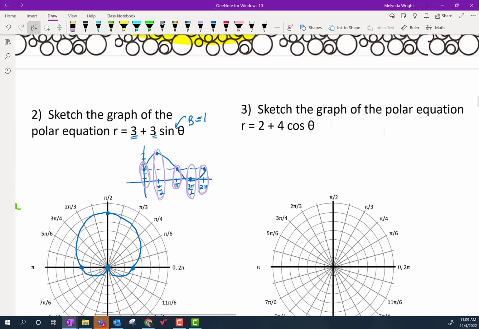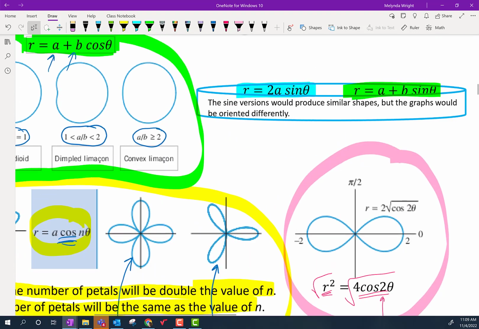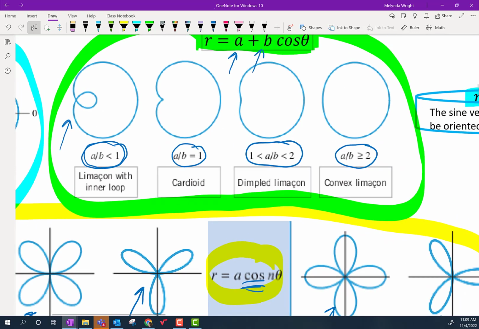So let's just go and look at what it's going to look like. It's one of these. It's the one with the inside loop. The reason that this is kind of hard to draw for students and for anybody is that this loop right here is at the origin. See how where those curves intersect right here is at the origin. And that's probably the most common error that I see, is students not putting that intersection at the origin. Okay, I'm just letting you know.